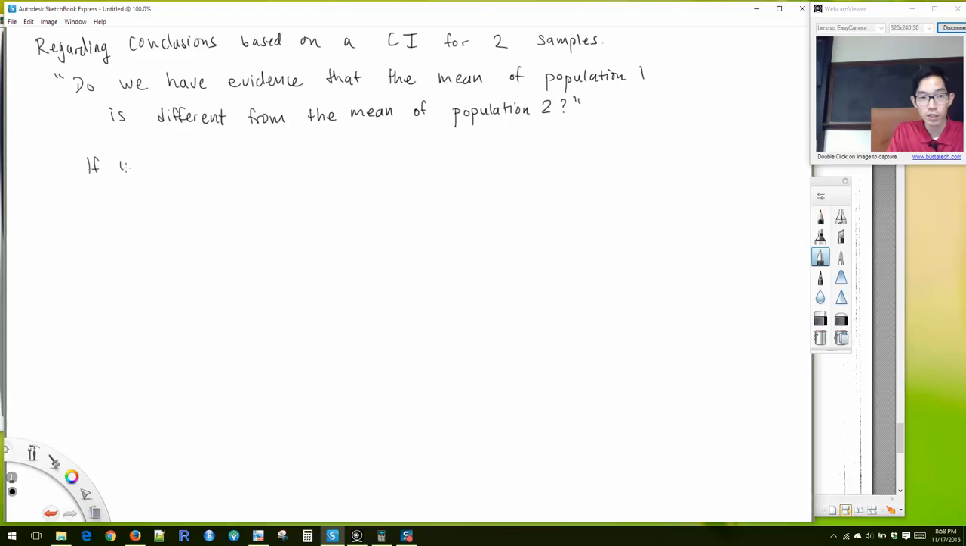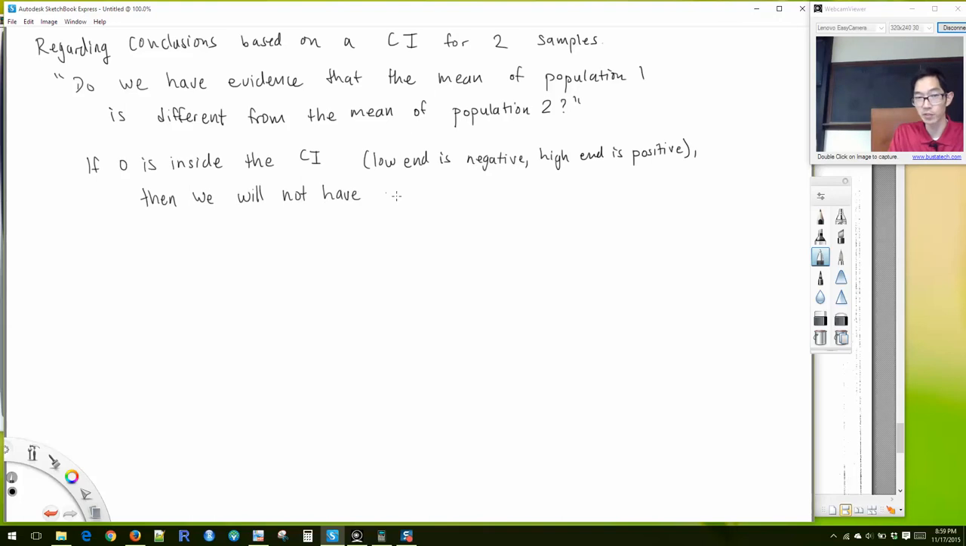If zero is inside the confidence interval, meaning the low end is negative and the high end is positive, then we will not have evidence that the mean of population one is different from the mean of population two.